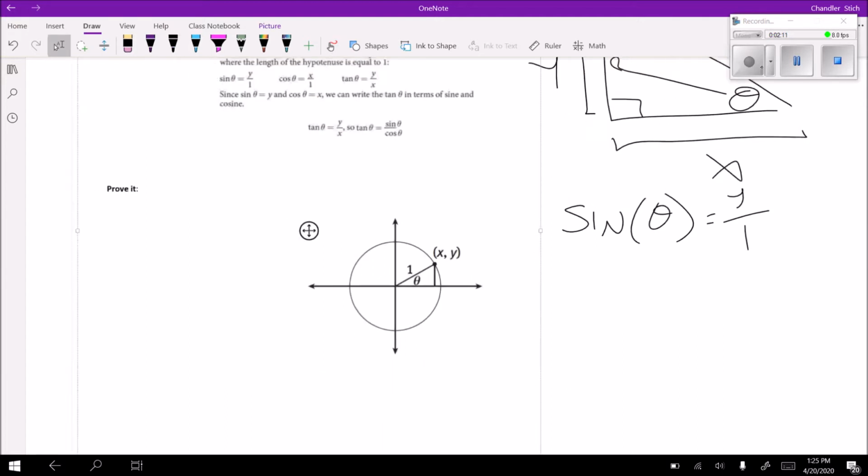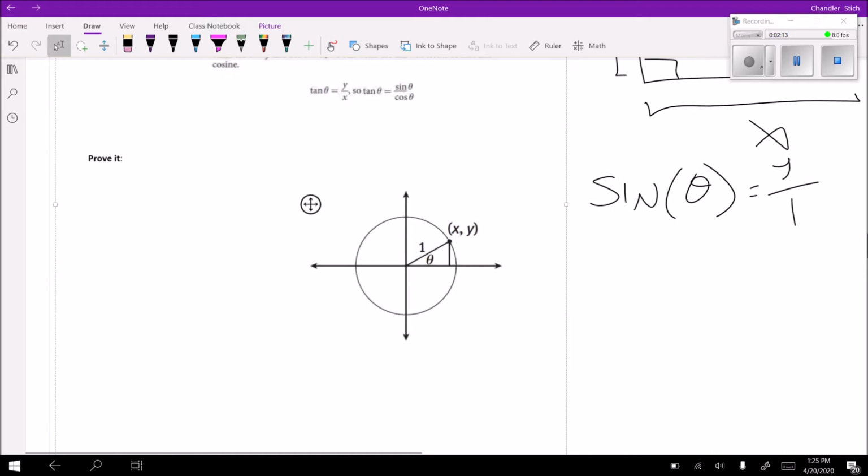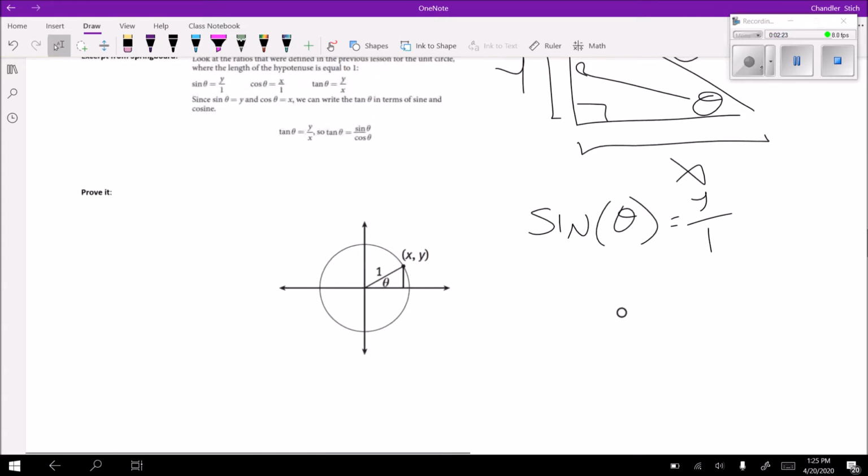Now, in geometry, you did a lot of two-column proofs, right? The what and the why. Here, I don't really care about the two-column proofs. This is more of an informal proof of us just going through this, and our goal is, can we prove that tangent theta is equal to sine of theta over cosine of theta? That's our goal.